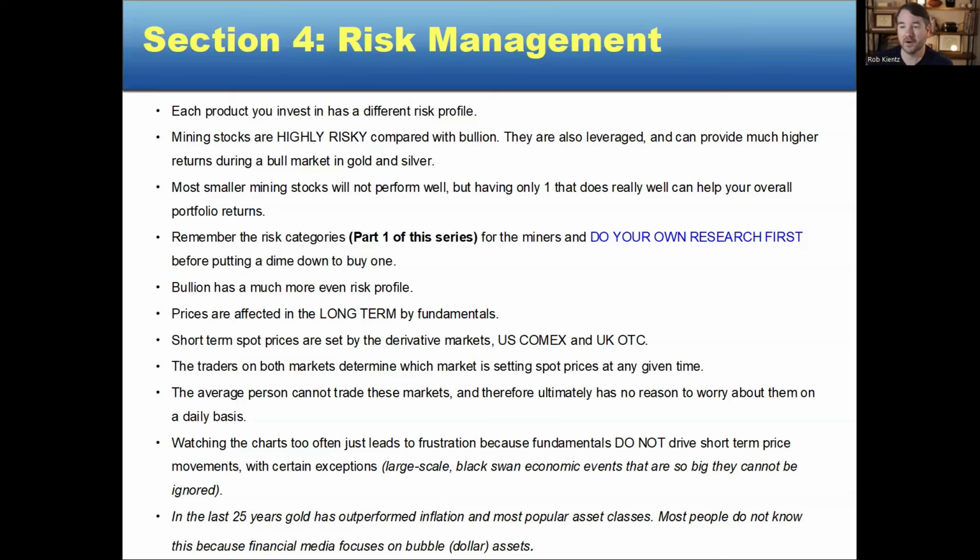Mining stocks are highly risky compared with bullion. They're also leveraged and can provide much higher returns in a bull market in gold and silver than the metals, but they also can crash a lot more or go completely bankrupt. So that requires much more study on how they work and being very careful before you put a dime on them. Most smaller mining stocks will not perform well overall, but having only one that does really well can help your overall portfolio returns. So you don't have to hit on 10 of 10.